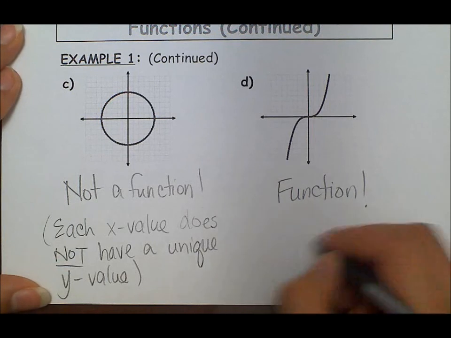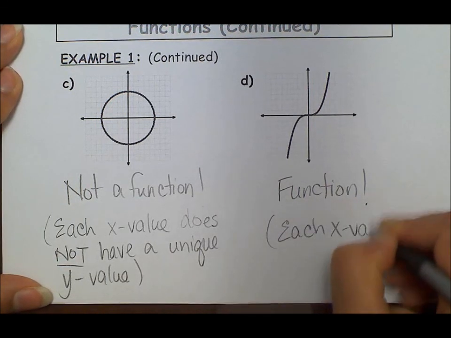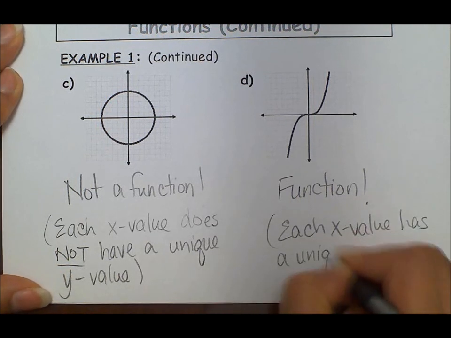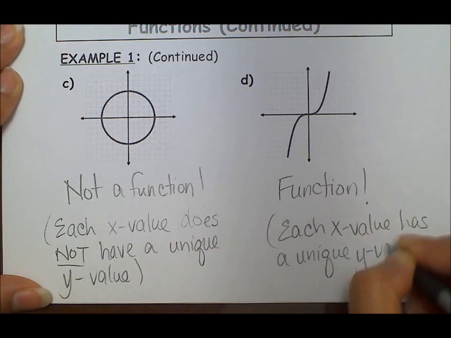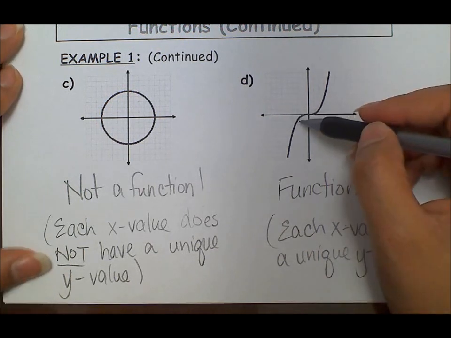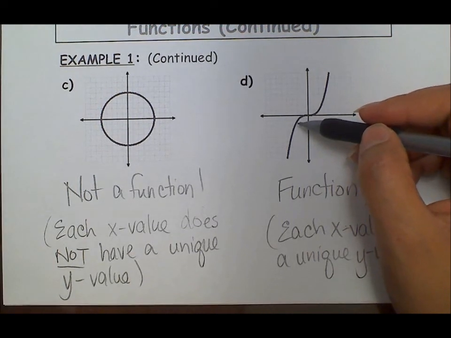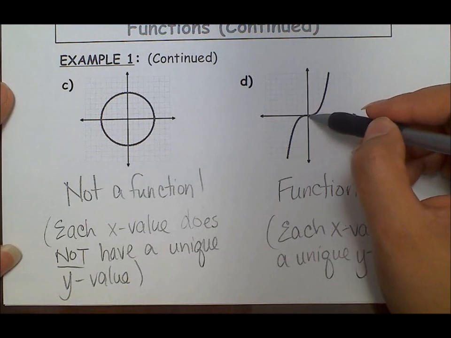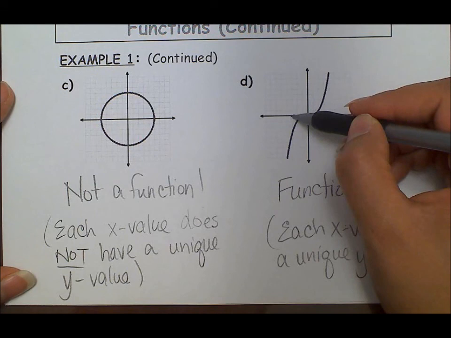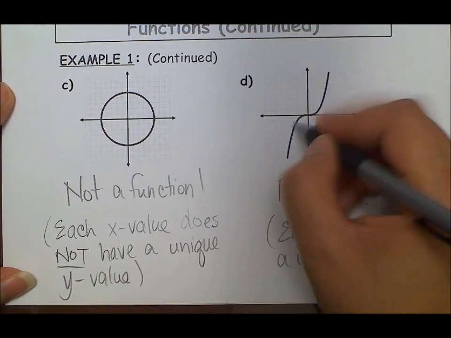Okay, so each x value has a unique y value. So what does that really mean? That means if I choose a value of x on this graph, the value of y that corresponds, there's only one value of y that corresponds to it. So if I say, what's the value of y when x is equal to 3? Negative 3, you'll say that y is equal to negative 3 as well. Okay? You won't have to hesitate to think, okay, how many values of y correspond?